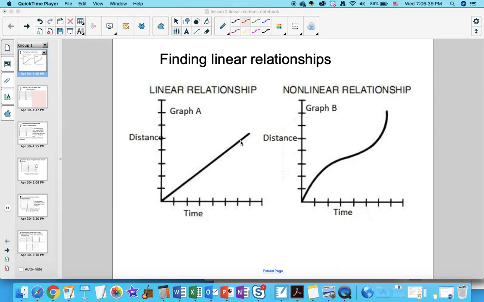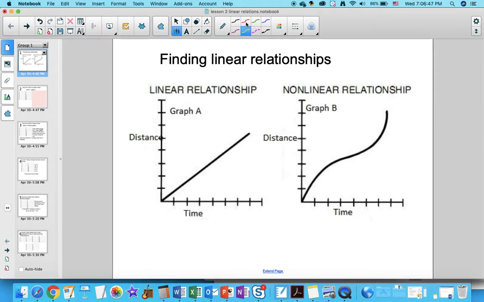In this video, we're going to be talking about finding linear relationships. We'll review what linear relationships are and how to find them using data.